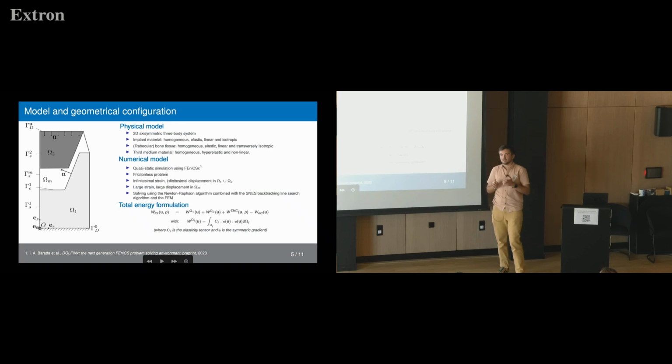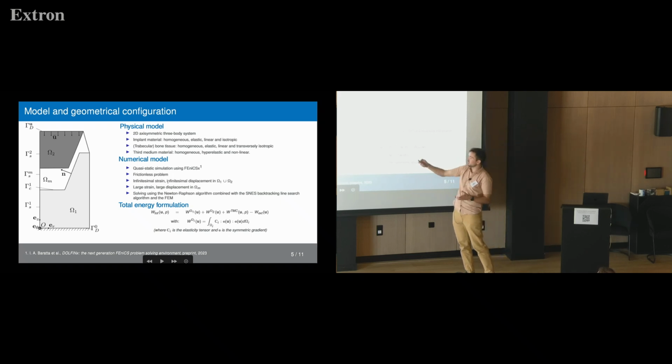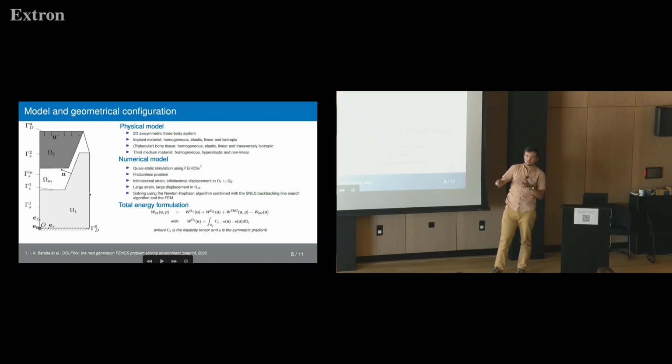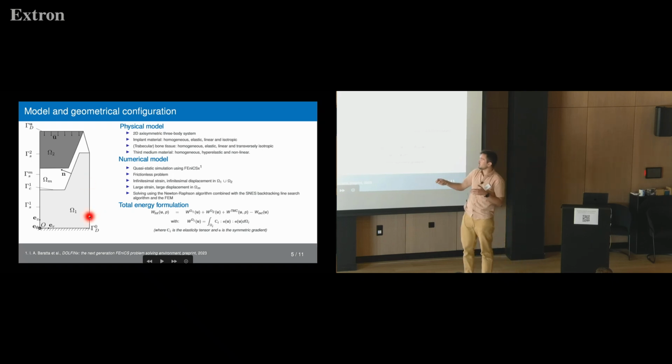Now let me go back to my initial problem of the insertion of a femoral stem inside a bone cavity. Here is the femoral stem and here is the bone. This is the geometry I'm working on, which is a 2D axisymmetric system. For the first result, I'm working in a quasi-static regime and without friction. Regarding the boundary conditions, I consider the axis of symmetry on the left, a prescribed displacement on top, and the displacement is clamped at the bottom.